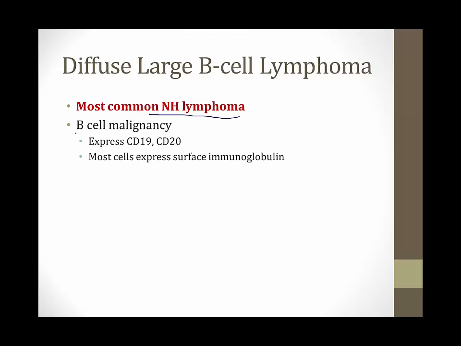Like the name implies, it's a B cell malignancy, so the cells express CD19 and CD20. And remember what I told you before, these higher numbers around 20, like 19, 20, 21, and 22, those are all B cell markers. In addition, most of the cells in this malignancy express surface immunoglobulin just like normal B cells.